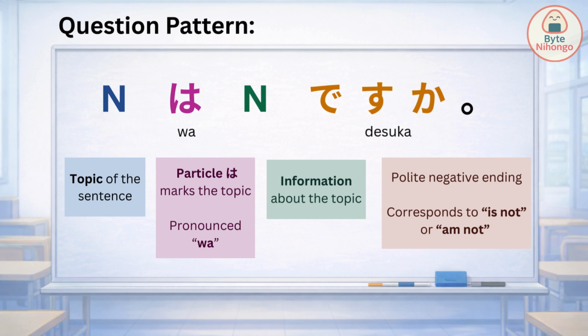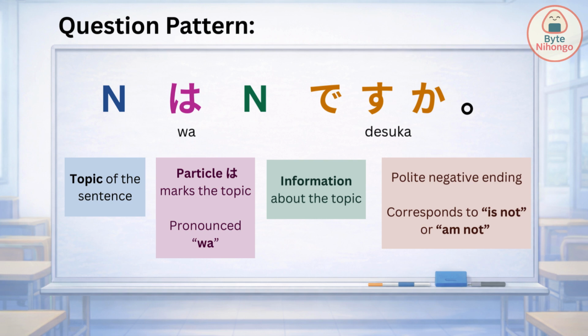Now, let us move to the question pattern. The third pattern is N wa N desu ka. This pattern is used to ask polite yes or no questions. In Japanese, you do not change the word order to form a question. You simply add か at the end of the sentence. The structure is the same as the positive pattern, but we add か after です. The word か is called a question marker. It signals that the sentence is a question.